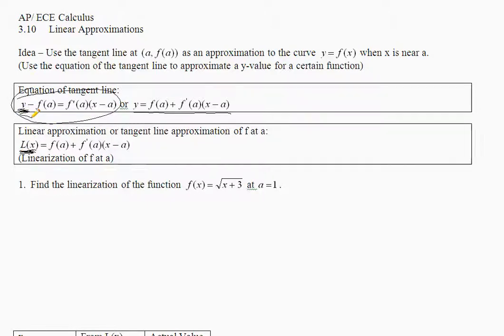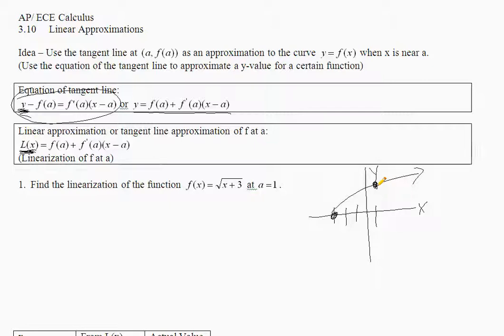Okay? So to find the linearization of the function f of x equals root x plus 3 at a equals 1. So just so we have an idea of what's happening, I will draw a graph. You do not have to draw a graph for these, but I will draw a quick sketch. Square root of x plus 3. You have to know what it looks like to graph it. And we want linearization at a equals 1, which would be that point right there.